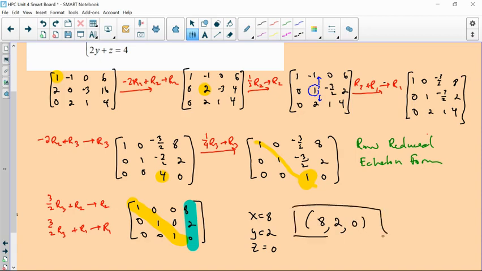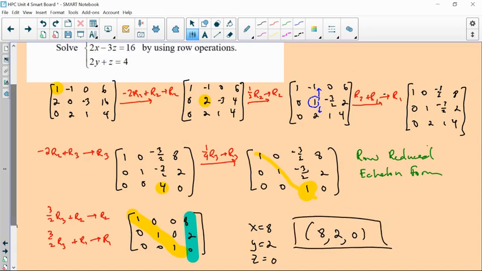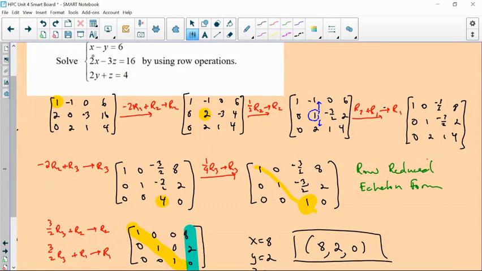And if you check your work, go back up here and double check. If you do 2 times 2 plus 0, yep, we get 4. 2 times 8 is 16, minus 0 is 16. And then if we do 8 minus 2, we get 6. So definitely this is a consistent system, and there's exactly one solution, 8, 2, 0.